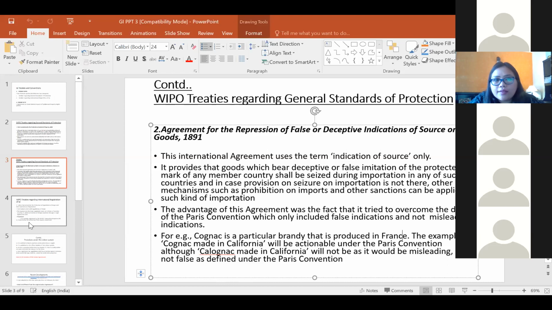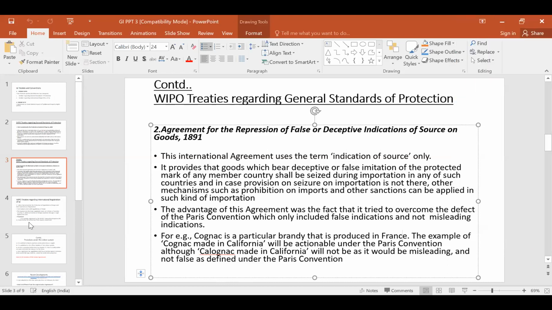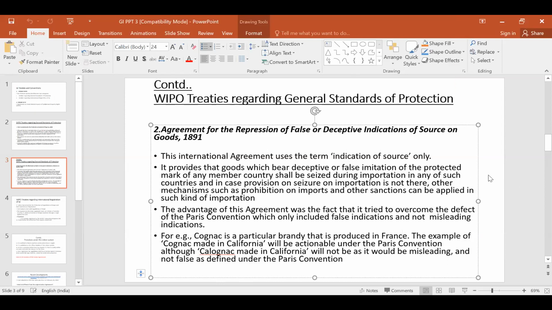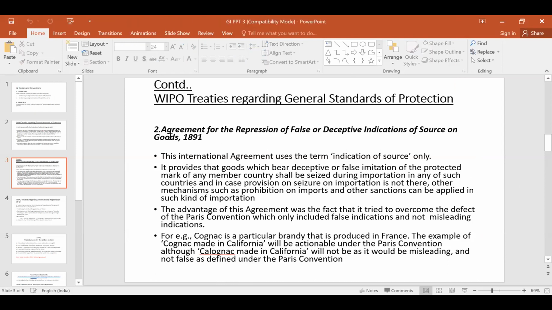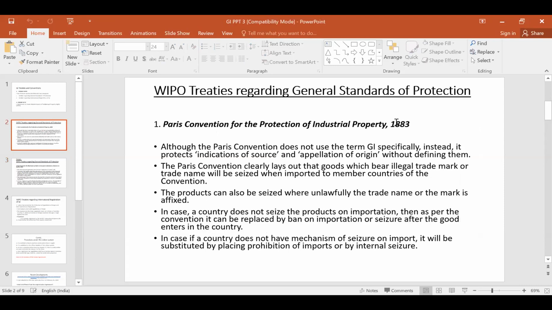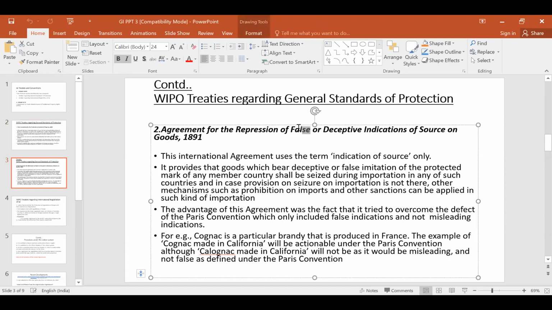All right. So deceptive things are not protected as far as the Paris Convention is concerned. But the misleading marks will be considered illegal under this second international convention, which is the agreement for the repression of false or deceptive indications of source on goods. See, the Paris Convention covers only this part, false. But the second agreement, 1891, while the Paris Convention is 1883, not only deals with false indications but also deceptive indications. So both will be considered illegal under this particular international convention.